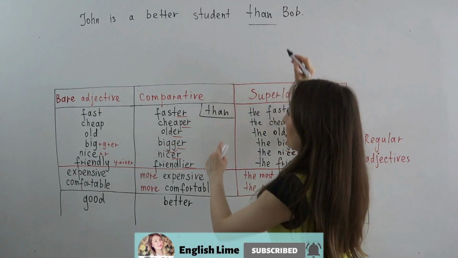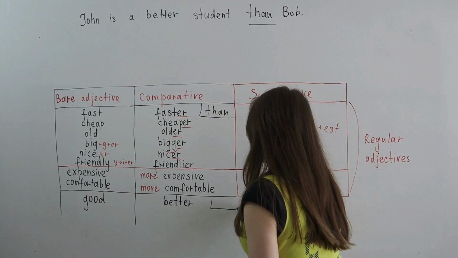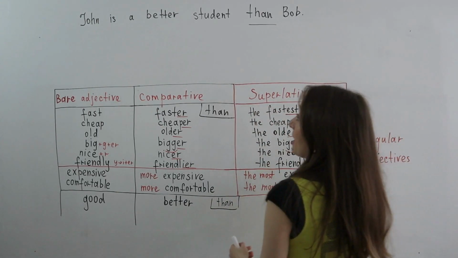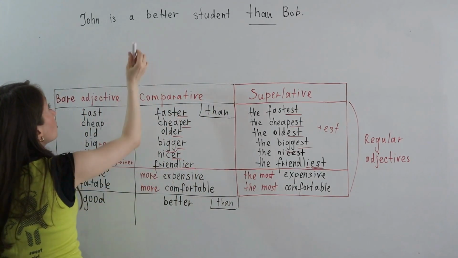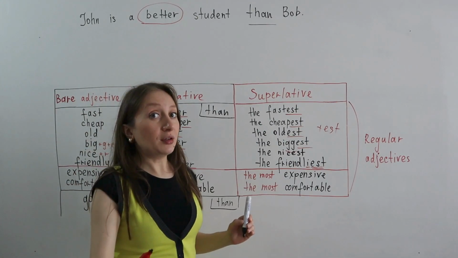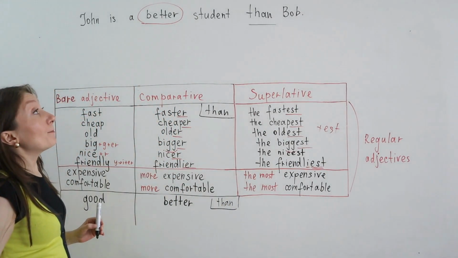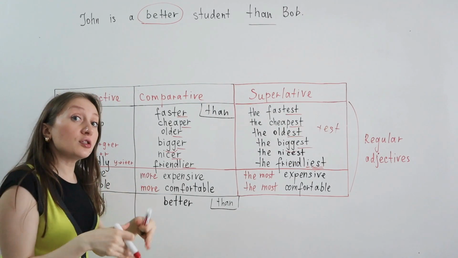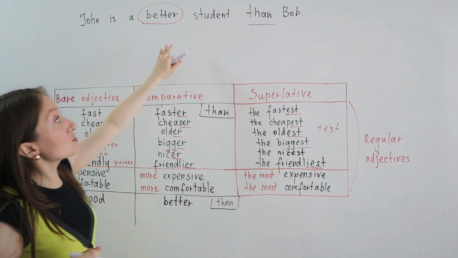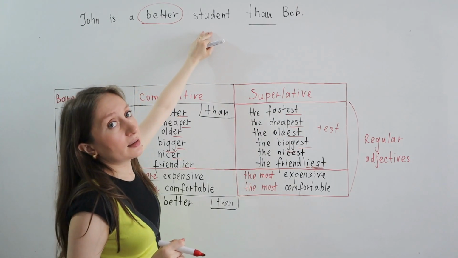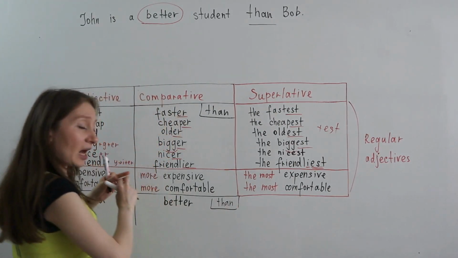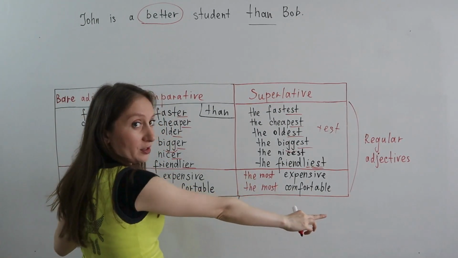That's why I use this than, right? Here we also have than. I will write it here so you don't forget. Than Bob. And we have the ready construction, our adjective, better, irregular one, right? So John is a better student. Or you can say John is better than Bob, in short, right? So I wanted to underline that it's about studying. And the next one, I will write right away the superlative degree, okay?